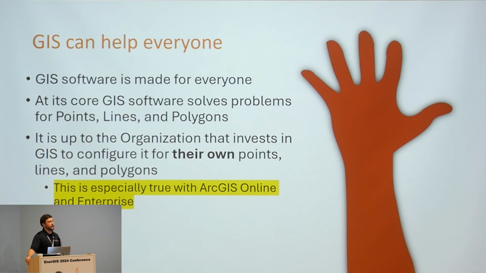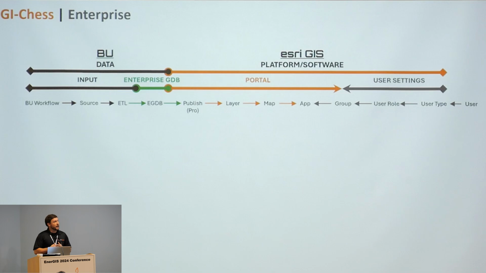The true power of GIS comes with how an organization configures that software for their workflows, their data, and their users. And this is especially true with ArcGIS Online and Enterprise. So when I talk about GIS, I like to break it down into three parts. You have data, you have software, and then you have infrastructure.